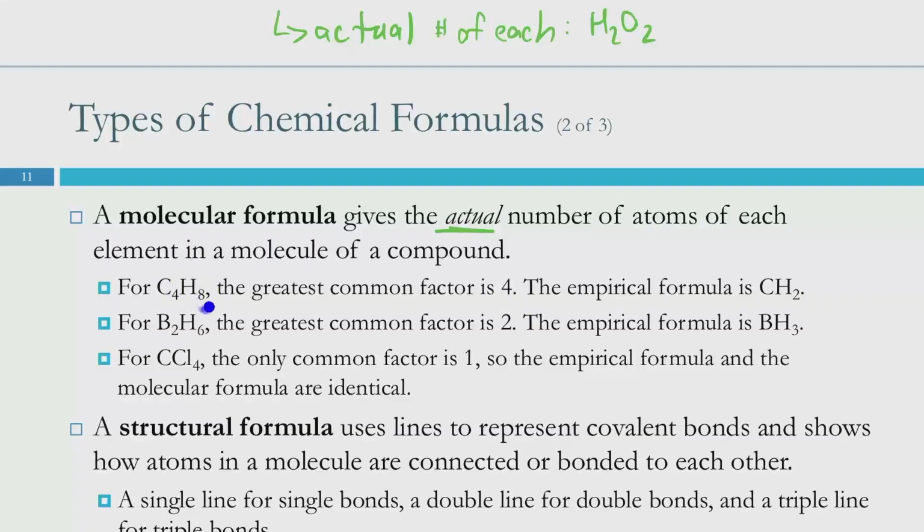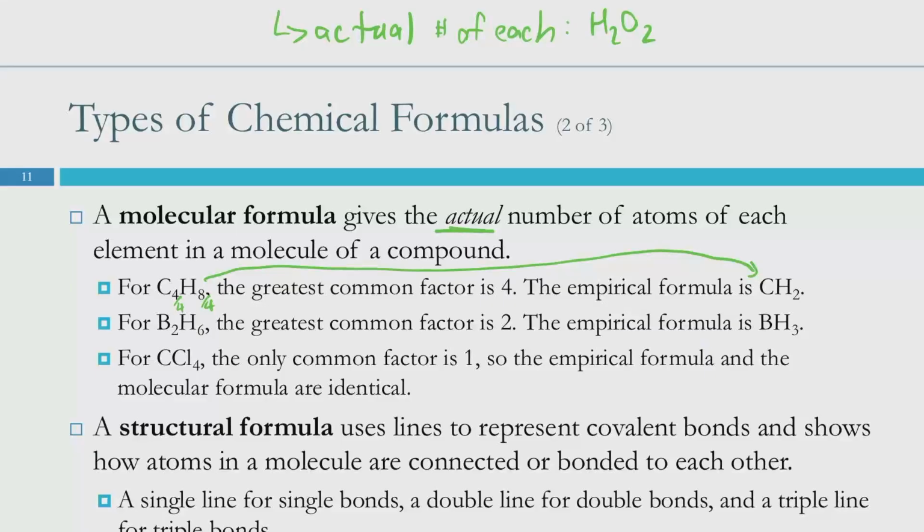4 goes into 4. 4 also goes into 8. So we could simplify this. Divide both of those by 4. And you get your empirical formula of CH2. B2H6, 2 goes into 2, 2 also goes into 6. So take 2 divided by 2, take 6 divided by 2, you get BH3 for the empirical formula, the simplest ratio formula.